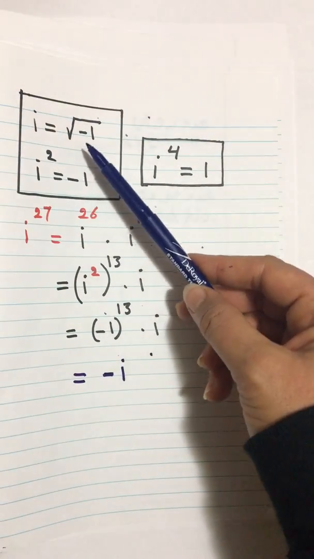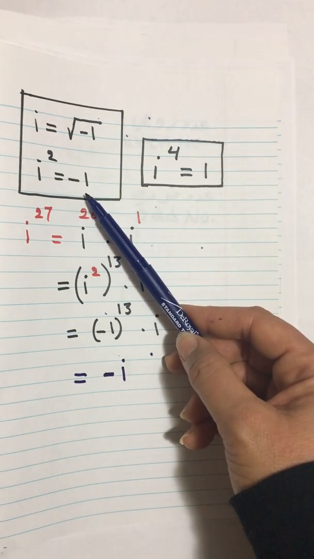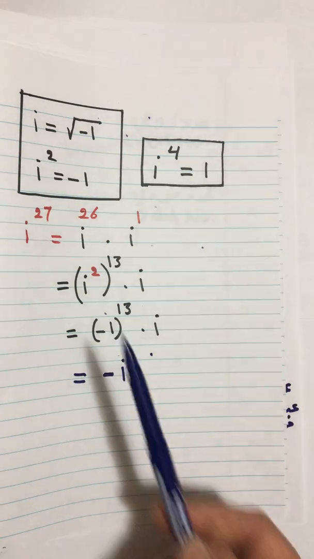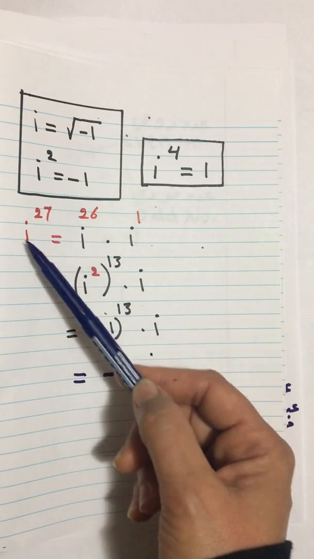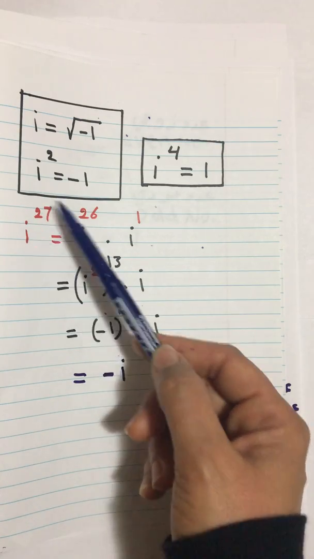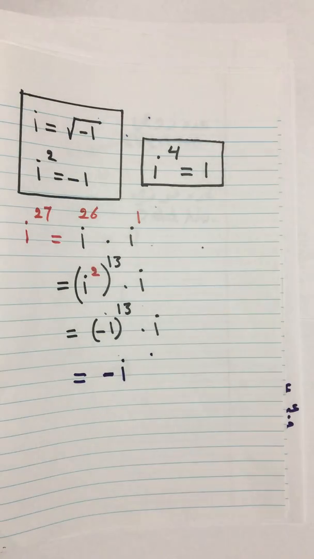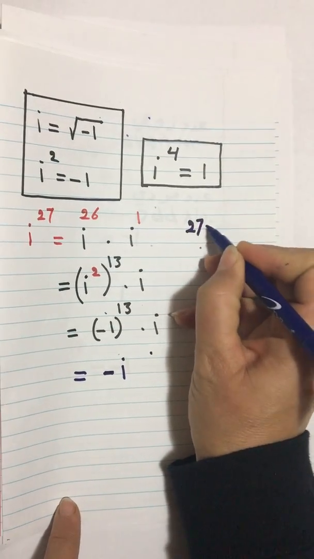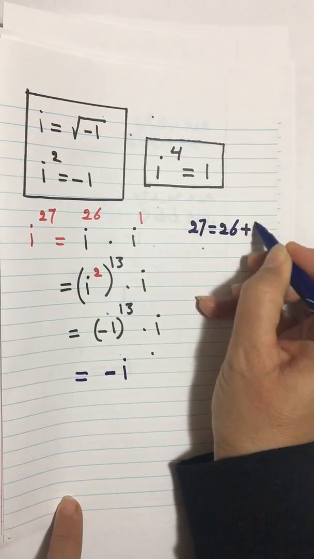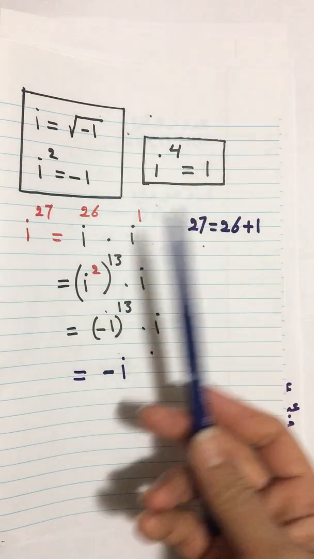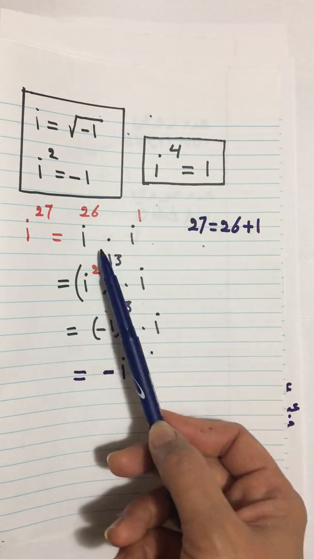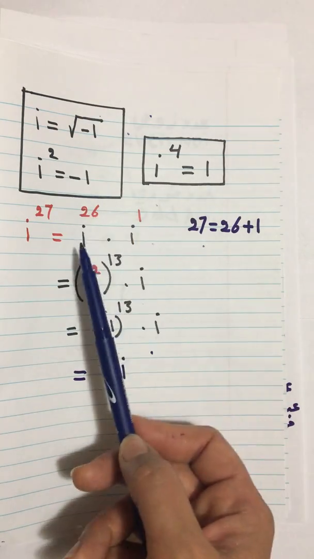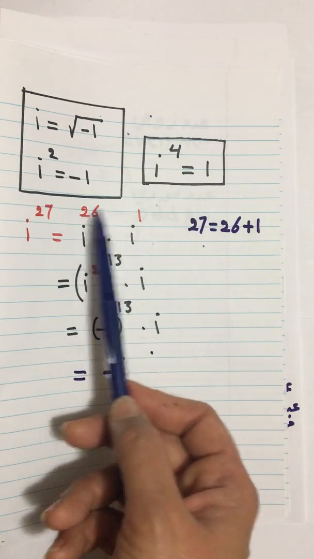Now I have i equals the square root of negative 1, i squared equals negative 1, and i to the power 4 equals 1. So find or break down i to the power 27. 27 equals 26 plus 1. So i to the power 26 times i to the power 1. When I multiply the same bases, I add the powers.